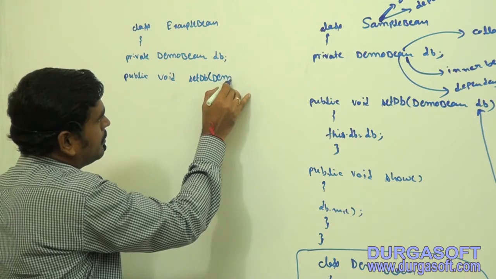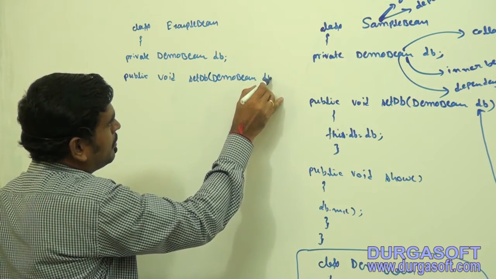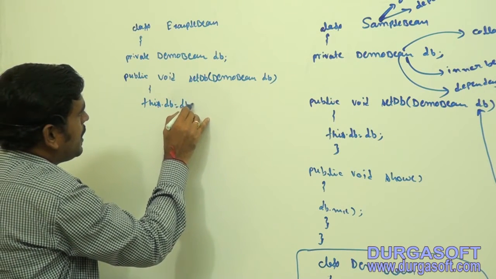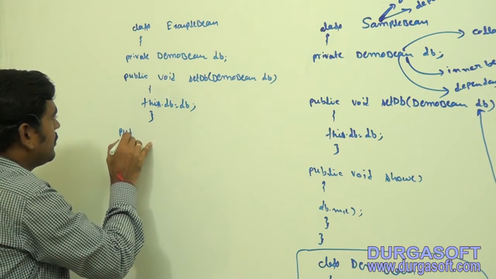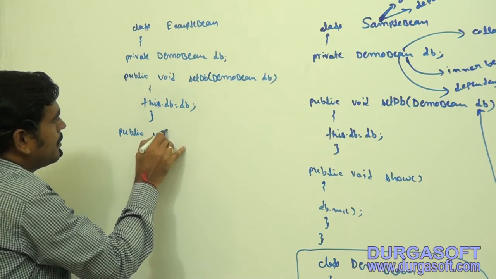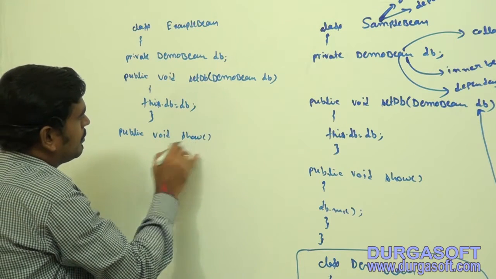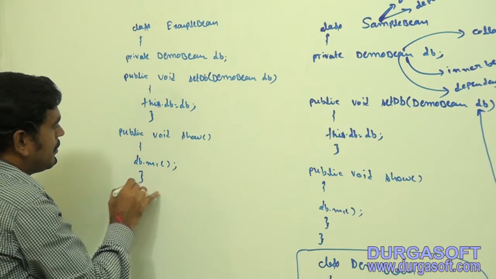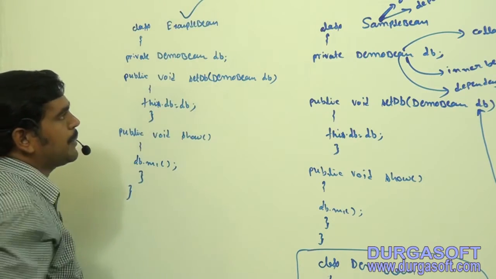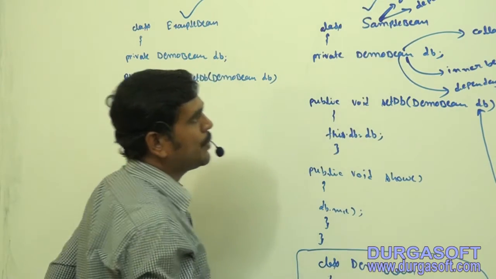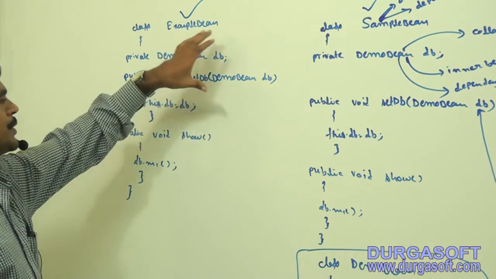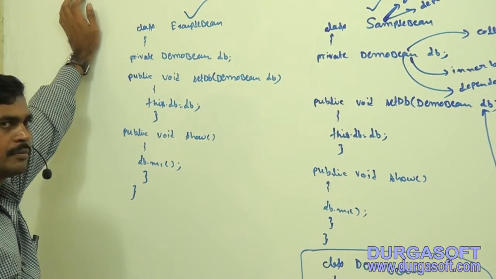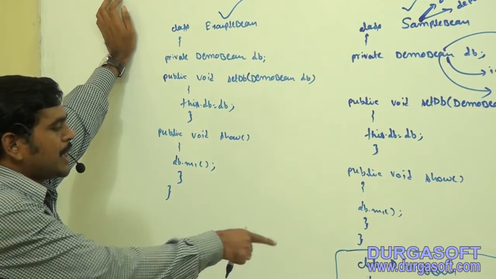Now DemoBean db. Then next, this dot db is equal to db. Then next, public void show1, then db dot m1. This is ExampleBean, and this is SampleBean. Two beans I developed here. These two are outer beans. Now DemoBean I am using inside the SampleBean as well as ExampleBean. Both beans are going to utilize this DemoBean.